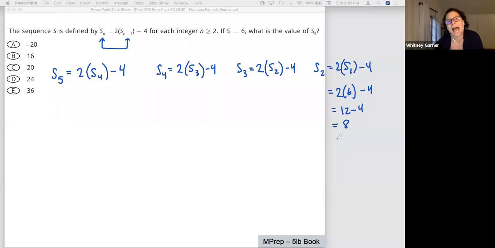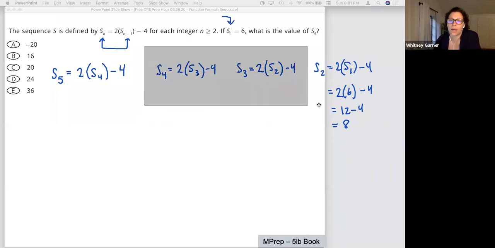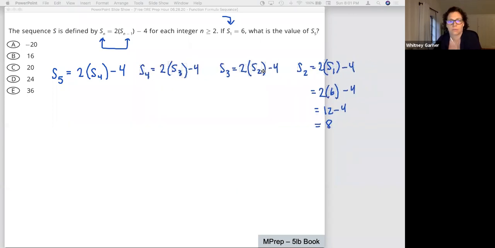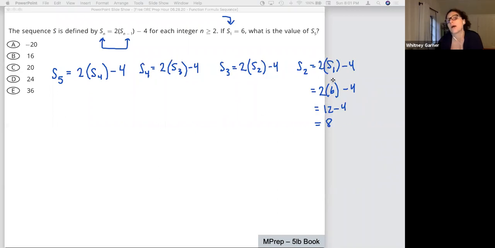So notice that the problem had to include s sub 1 so that I could solve for s sub 2. If I didn't know s sub 1, I wouldn't be able to get a value for s sub 2. I don't know if my little face is over top of it, but I needed to know s sub 1. And once I know s sub 1, that's going to tell me what s sub 2 is. S sub 2 is 8. So now I'm going to plug that into the next one. So s sub 3 is going to be 2 times 8 minus 4, or 16 minus 4, or 12.